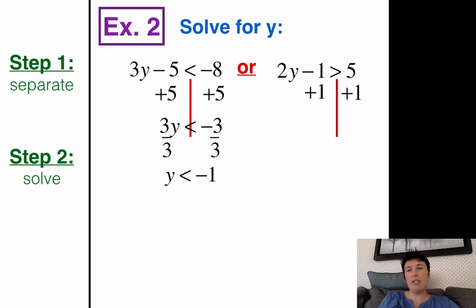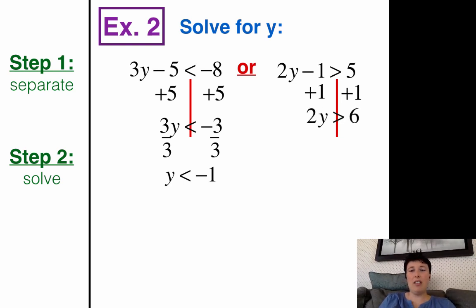Let's get the second answer. Let's add the 1 over to the other side. 5 plus 1 is 6. So I have 2y is greater than 6. I'm going to divide that 2 away from the y, divide by 2 on both sides. And 6 divided by 2 is 3. So y is greater than 3.